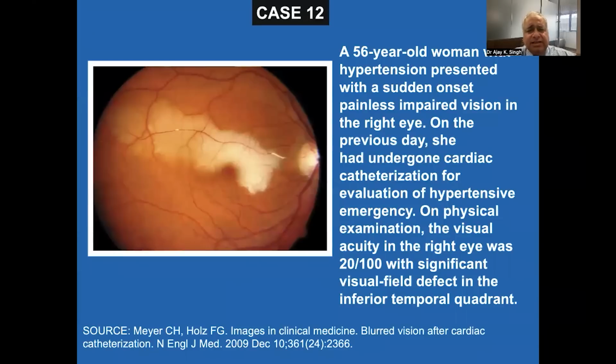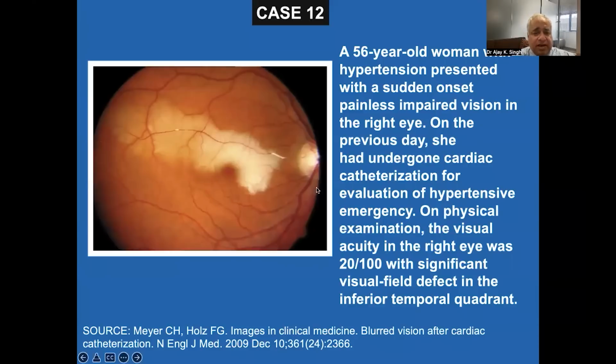Moving to the next case, this is case 12. This is a 56-year-old woman with hypertension, presents with sudden onset of painless impaired vision in the right eye. On the previous day, she had undergone cardiac catheterization for evaluation of a hypertensive emergency. On physical examination, the visual acuity in the right eye was 20 out of 100, with significant visual field defects in the inferior temporal quadrant.